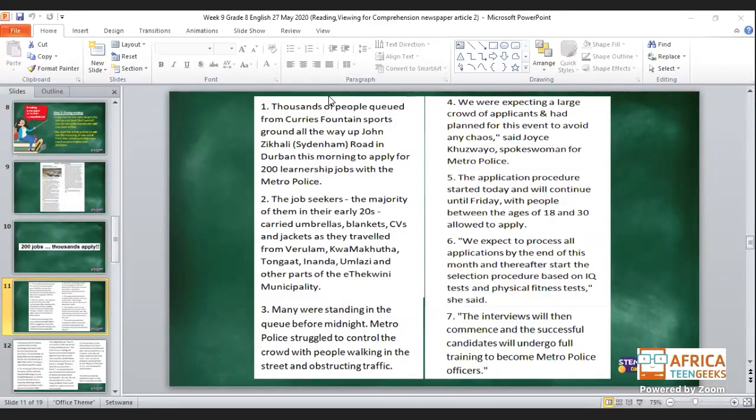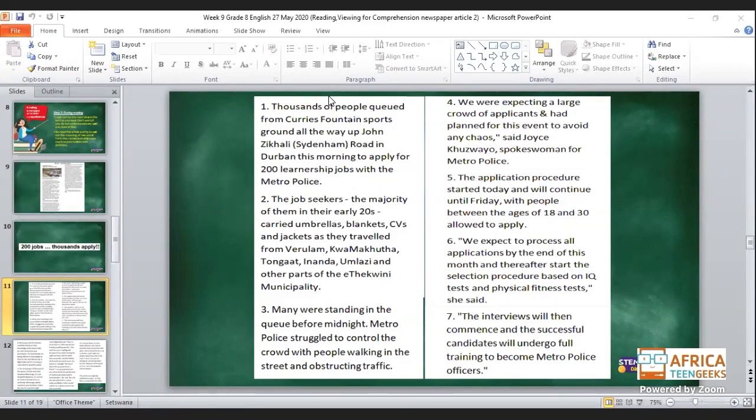Okay, Nkanka, yes, you can read the first paragraph for us, please. Thousands of people queued from Curry's fountain sports ground all the way up John Zikali Sydenham Road in Durban this morning to apply for 200 learnership jobs with the Metro Police.